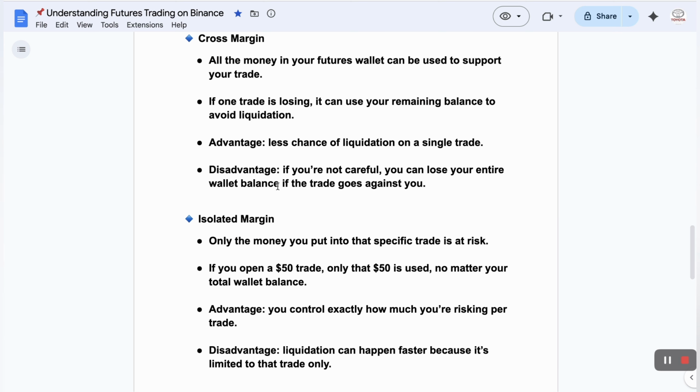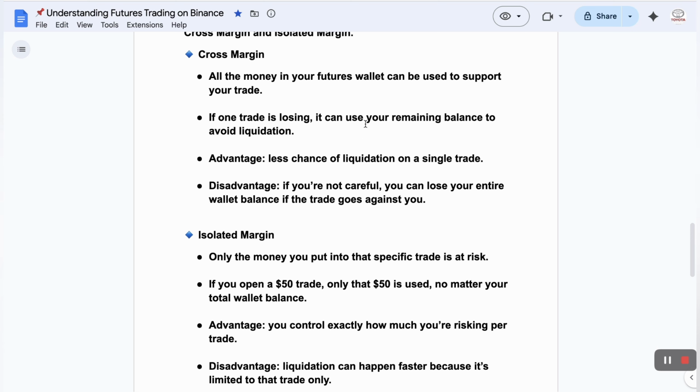All right. Then the advantage: less chance to liquidate on a single trade. Disadvantages: if you are not careful, you can lose your entire wallet balance if the trade goes against you. That we call cross margin.